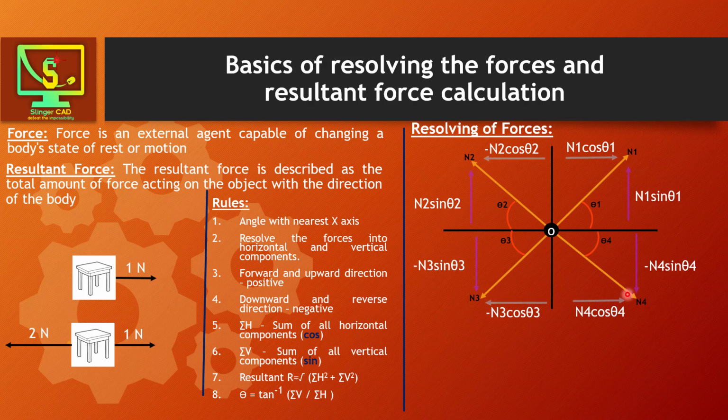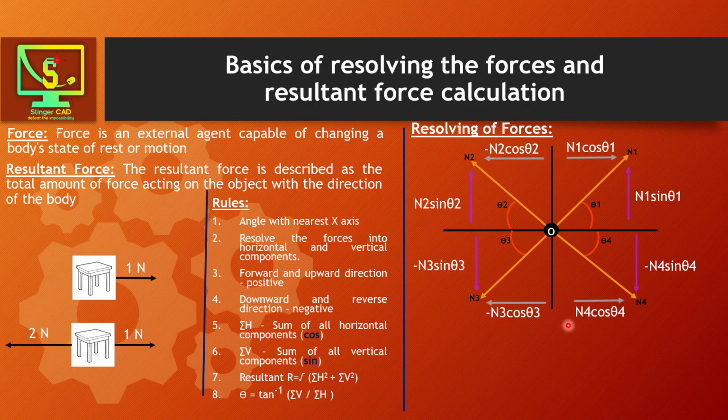This N4 we have to resolve into horizontal and vertical components. The angle is theta 4. This one is forward direction, so positive. This one is downward direction, so negative. For the horizontal component we give cos, and for the vertical component we give sine, as per the rules. So this is minus N4 sin theta 4, and this one is N4 cos theta 4.